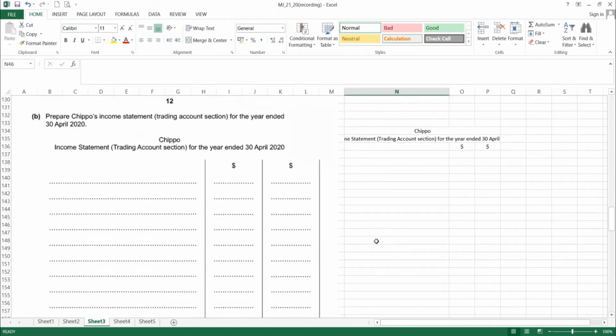Okay, the question B, they asked to prepare the income statement, trading section. What is the trading section? Trading section means that you just only calculate, present your account up to the gross profit. After that, expenses and other don't need to do. That is called trading section. So we just put in the amount first. Let's see.